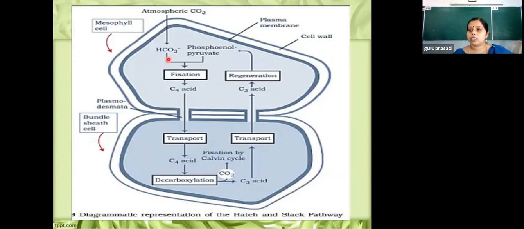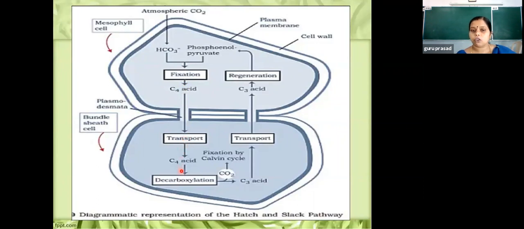Here, mesophyll cells have the PEP carboxylase enzyme, which is involved in the conversion of phosphoenol pyruvate, which absorbs atmospheric carbon dioxide in the form of bicarbonate ions, and gets converted into oxaloacetic acid. They lack the rubisco enzyme, but they have PEP carboxylase enzyme. Here, they have rubisco enzyme, but they lack PEP carboxylase enzyme. Hence, the C4 acid will be transferred to the bundle sheath cells.